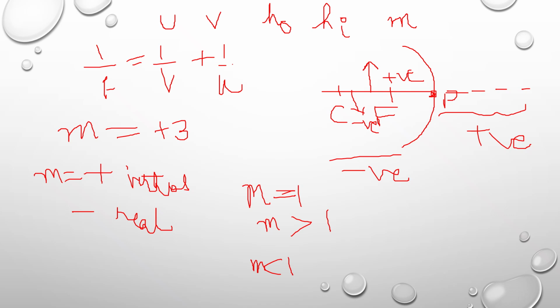So with plus, it will be virtual, and 3 means it will be enlarged. So a virtual enlarged image is formed in which case? We know already, whenever it is virtual, it is erect, and whenever it is real, it will be inverted. So here a virtual, erect and enlarged image is formed in which case?